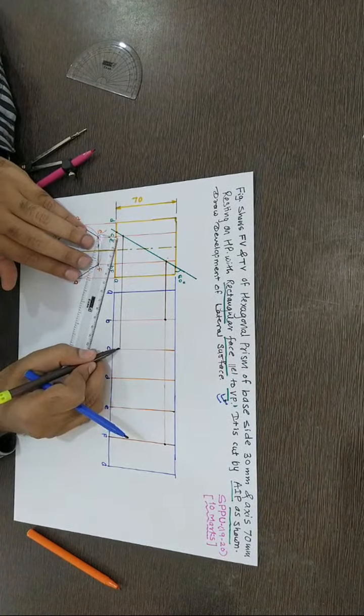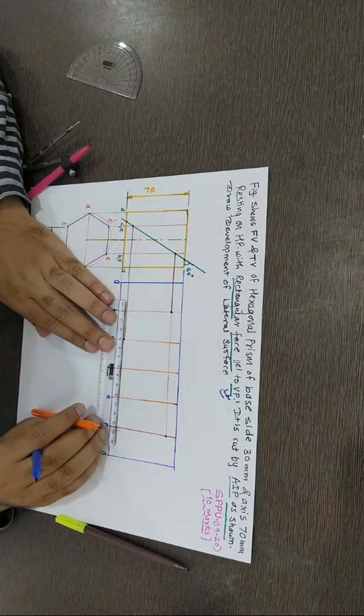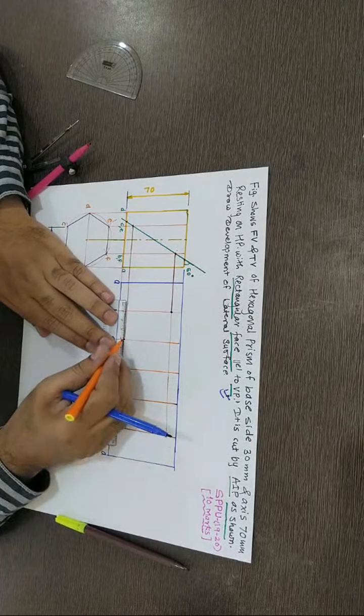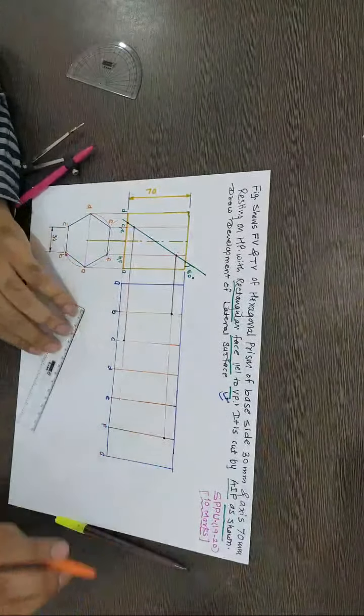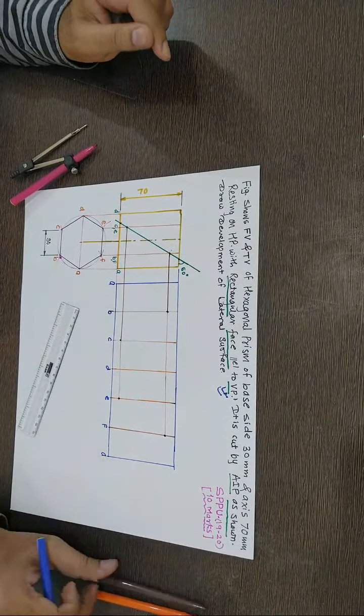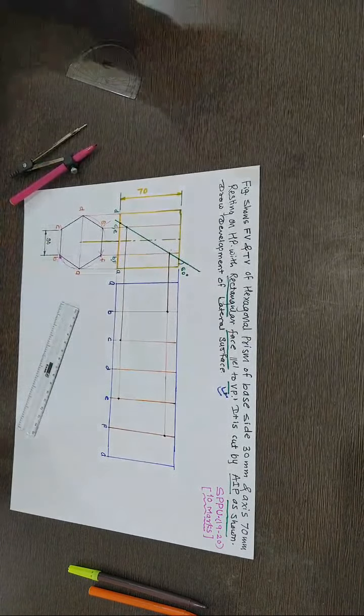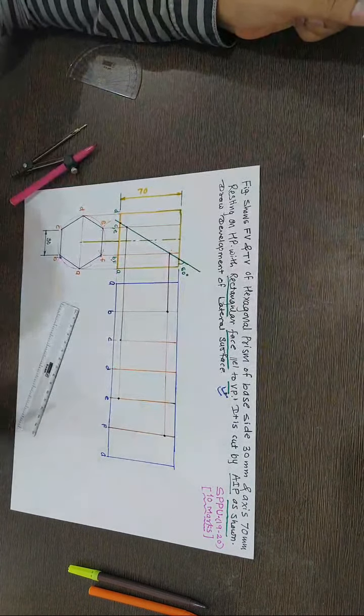So this is C. Extend the same onto the corresponding edge E. So I got this E. Now this is the conventional method which we already had, right? Now what is the additional thing?